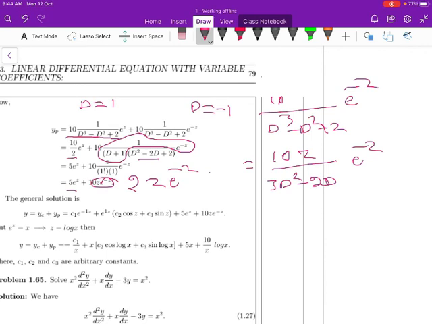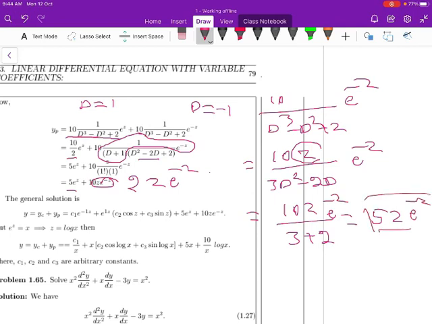Suppose the denominator becomes 0, the simple way to solve the problem is to differentiate the denominator with respect to D and multiply the variable z in the numerator. Then you apply D equal to minus 1 here: 10 into z by, when D is equal to minus 1, minus 1 whole square is 3, minus 2 into minus 1 is plus 2, that is 5, z into e power minus z here. So this is the solution for the second one.